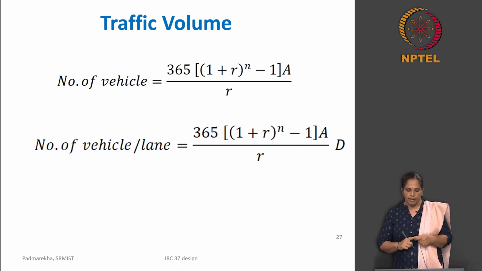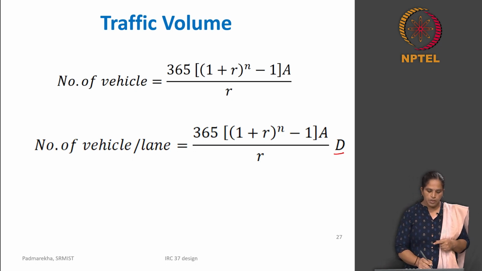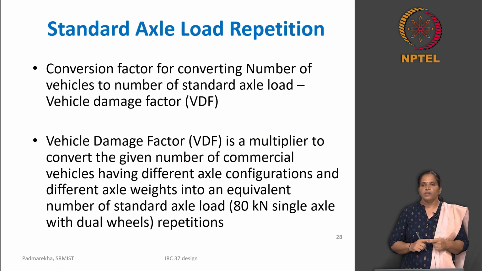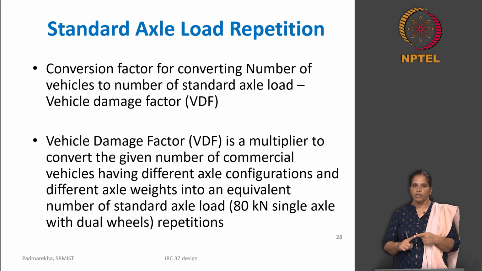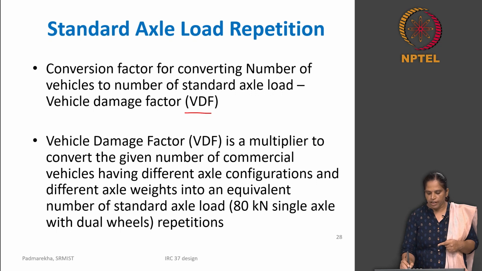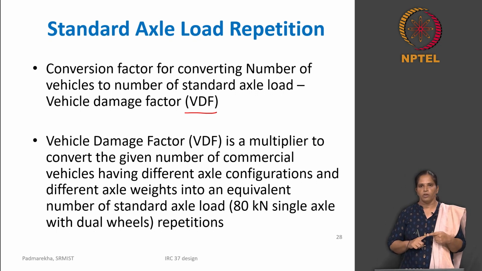So, when you multiply the number of vehicles by the lane distribution factor, it gives you the number of vehicles per lane. Now we also need to convert this number of vehicles in terms of standard axle load repetitions. For this we use a conversion factor called the vehicle damage factor, or VDF. VDF is a multiplier to convert any commercial vehicles having different axle configurations and different axle weights into an equivalent number of standard axle load.